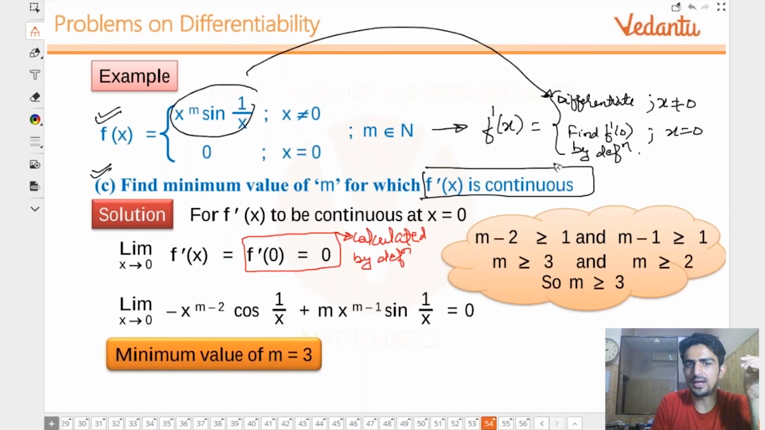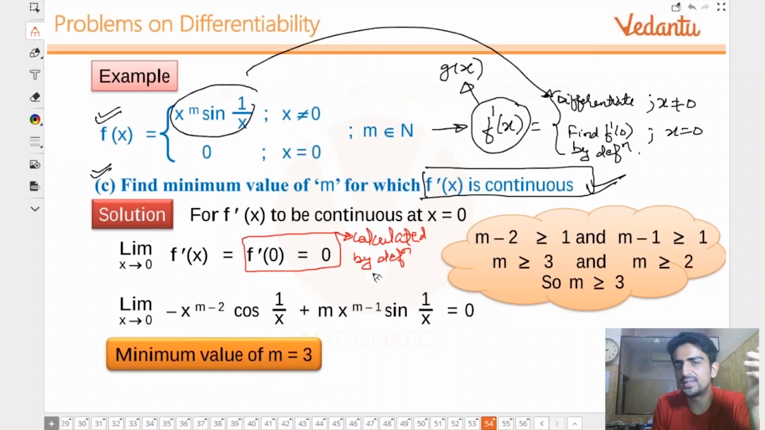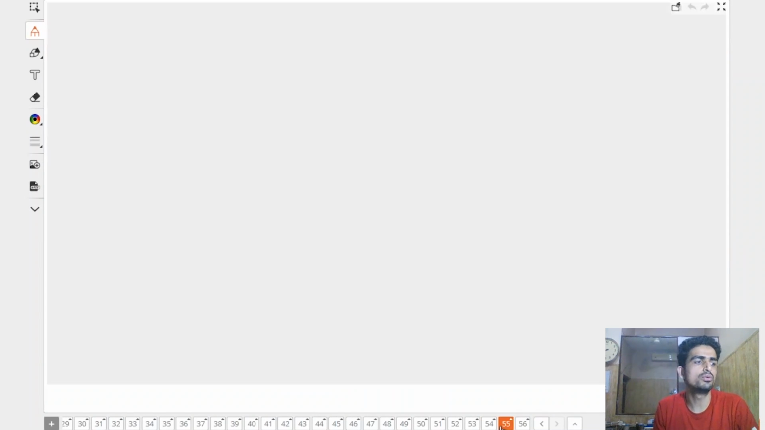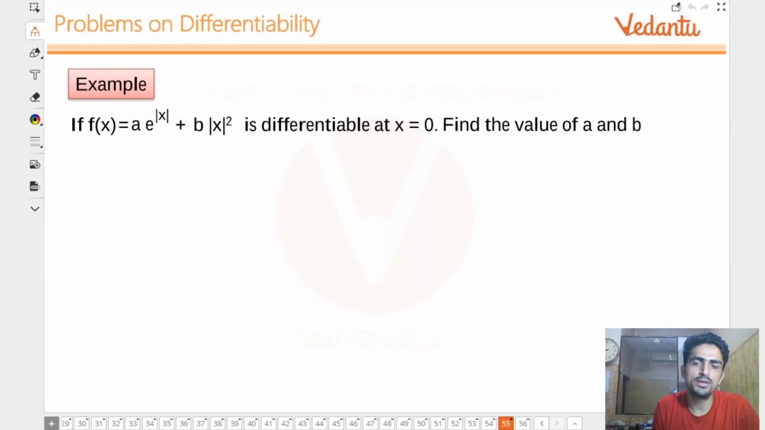And whatever f dash you get, check the limit. If the limit exists and is equal to f dash 0, then it is continuous. You better name f dash as something or you will get confused again and again. So just name f dash to be g(x). So g(x) is continuous if the limit is equal to the value. These are a few questions which you should do. If you do them carefully, then you will be really good at differentiability.